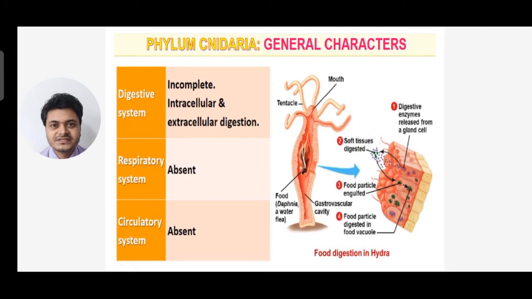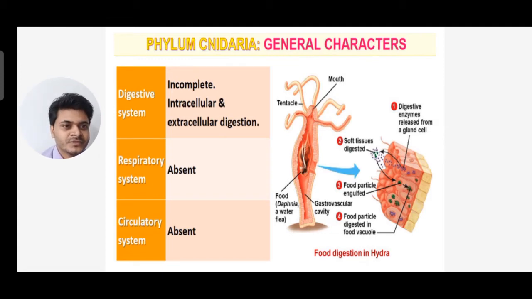Next, digestive system. They have an incomplete digestive system, and the modes are intracellular and extracellular digestion. Respiration is absent, and the circulatory system is also absent. So the respiratory system and circulatory system both are absent.